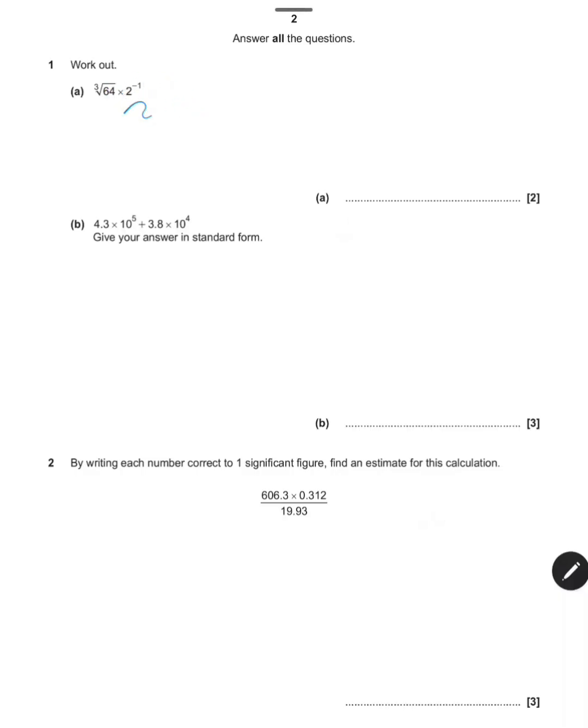Question 1, we've just got some number work to do. This first thing's asking for us for the cube root of 64. What number times itself 3 times is 64? The answer to that is 4. 4 times 4 is 16, times 4 again is 64.